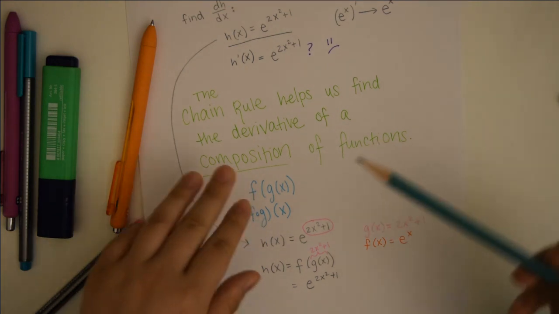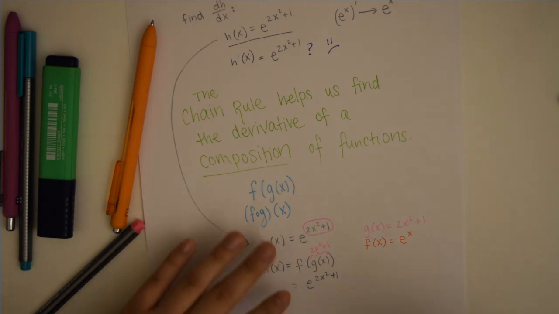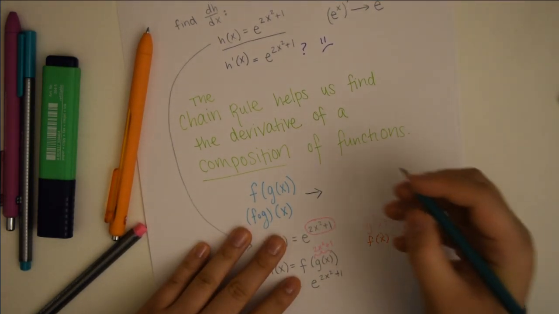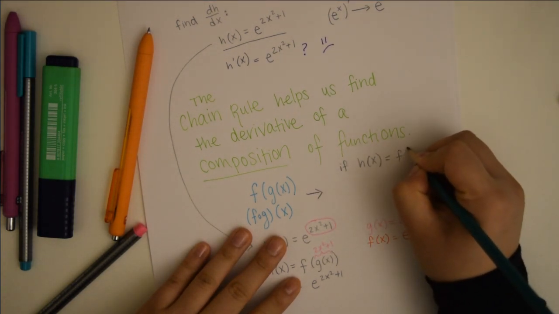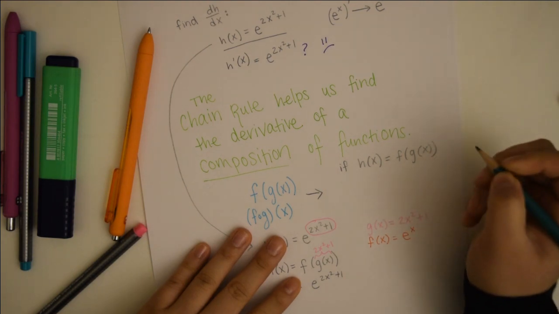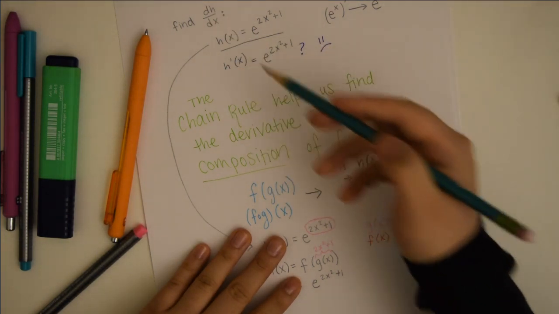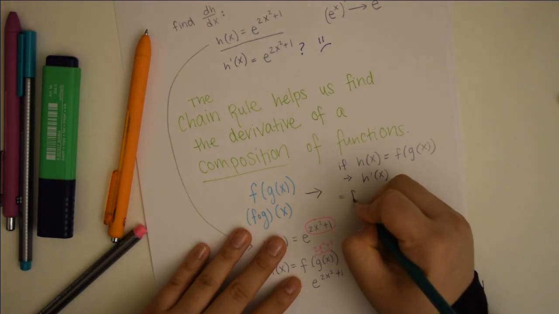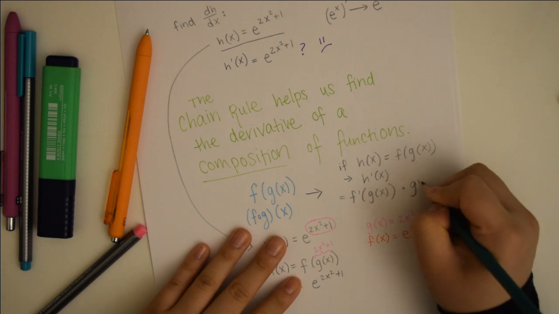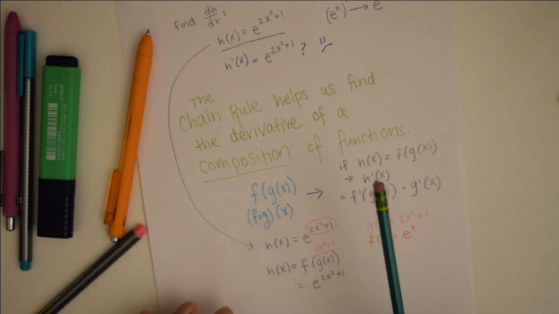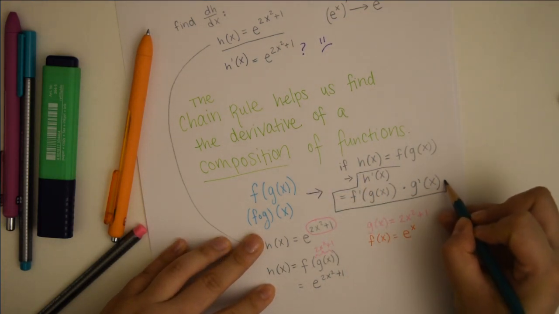So now that I wrote h of x as a composition of functions, the chain rule itself tells me that if h of x equals f of g of x, then h prime of x, or dh dx, equals f prime of g of x times g prime of x. This is the chain rule.